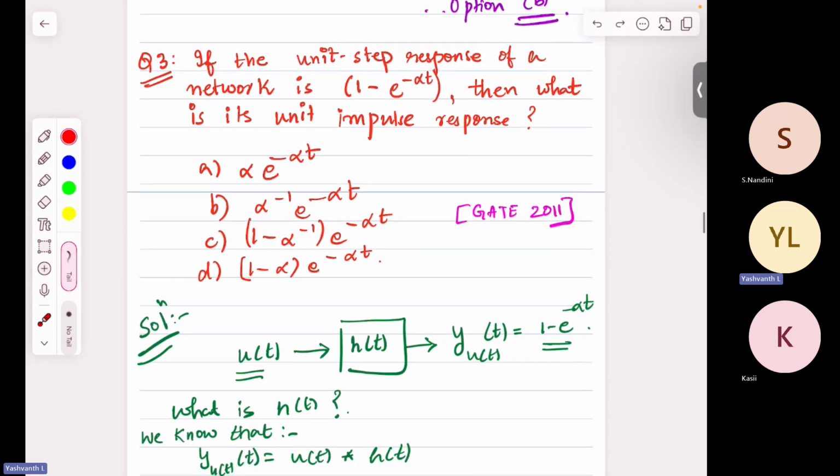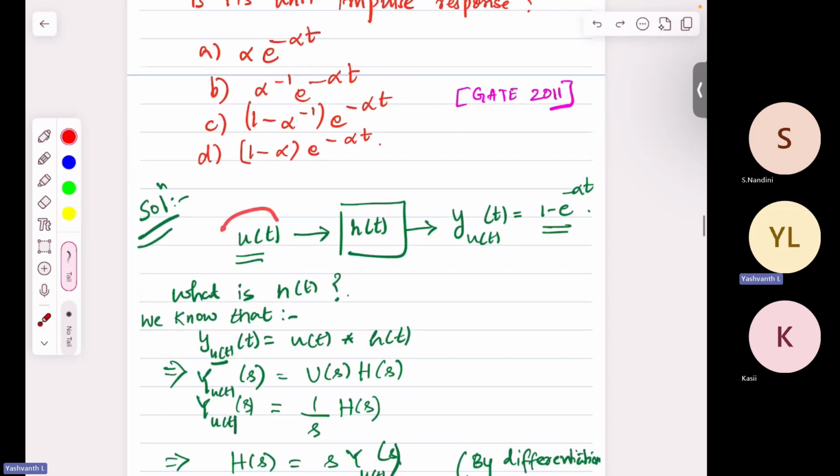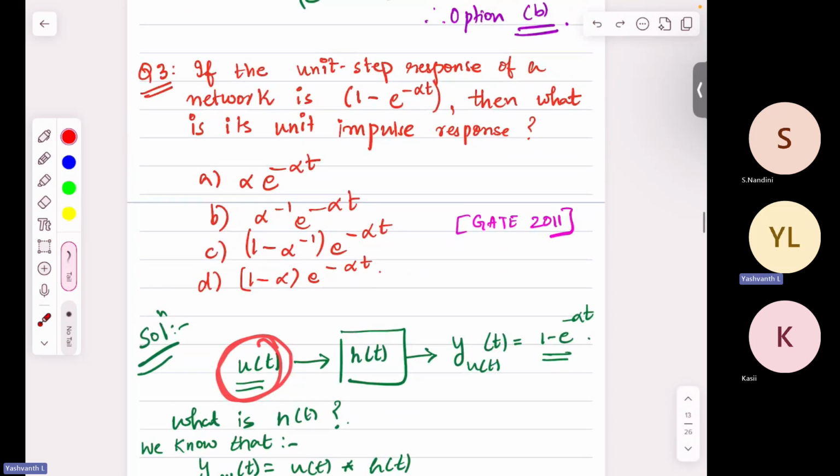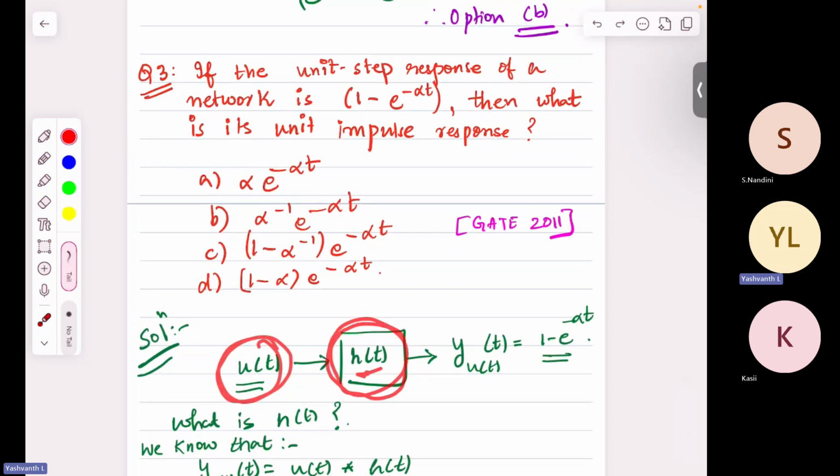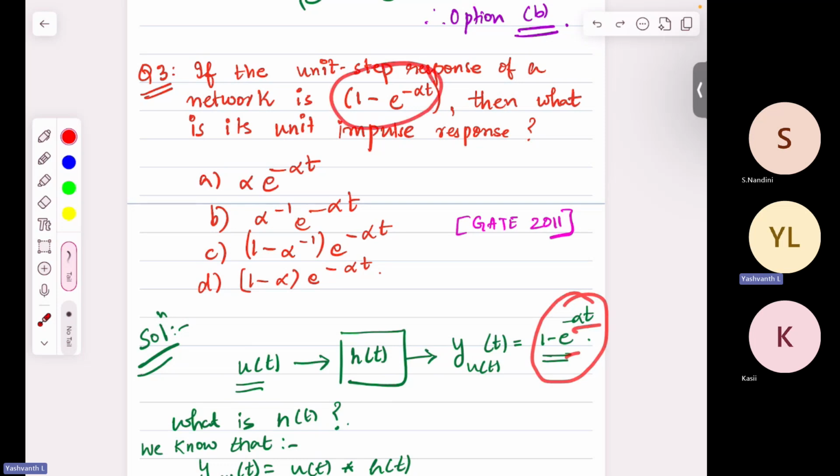Okay, so that's what I'm mathematically writing down here. Let's say u of t, which is a unit step function, is passed as an input to some system whose impulse response is h of t, and the output is y of t. I'm writing y of t for u of t to denote the output obtained when u of t is given as the input. It is given as 1 minus e power minus alpha t.